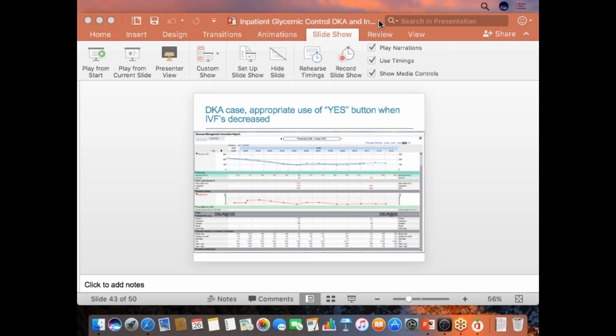Would you ever switch them over to an NPH? Never. No, always U100. Lantus, Humalog.